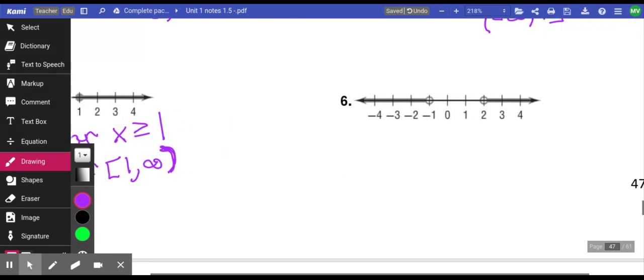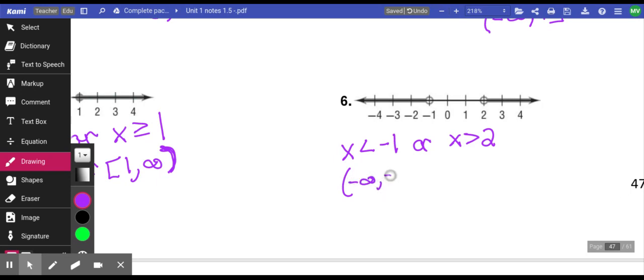Number 6, here again, we say x is less than -1 or x is greater than 2. X is less than -1 is negative infinity, parenthesis, -1, parenthesis, or parenthesis 2, comma, infinity, parenthesis.